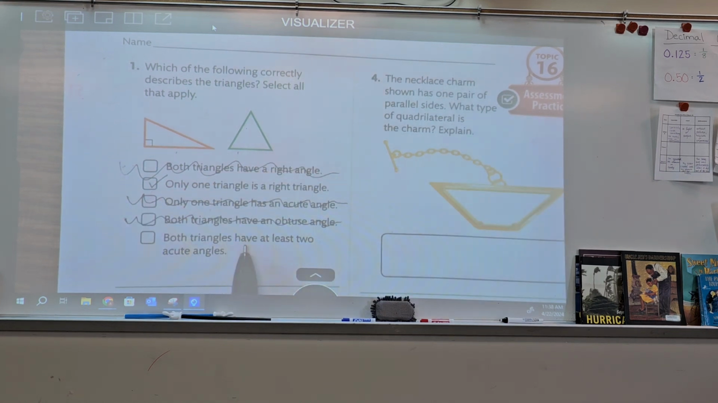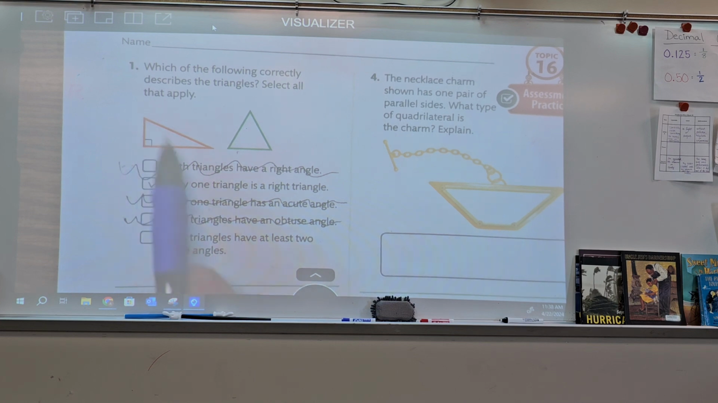Both triangles have at least 2 acute angles. So I'm looking here, this one's 90 degrees, which means this one and this one have to be acute. So there's one triangle. This one's acute, acute, acute. Both of them have at least 2 acute angles.